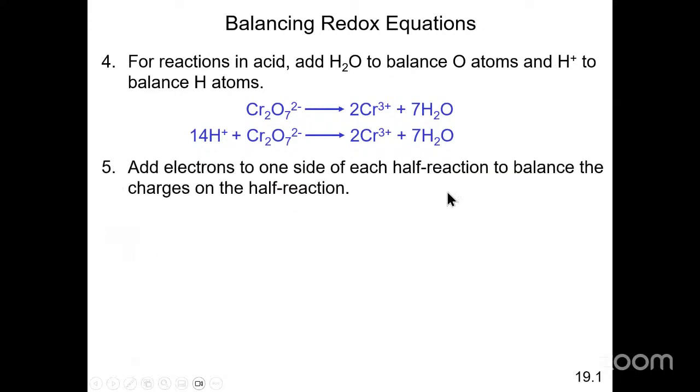Step number 5 is very important because not only do we need to balance the oxygen and the hydrogens or any other atoms, but we also have to achieve charge balance. In other words, the total charges on both the left side of the equation and the right side of the equation must be the same, right? In order to achieve that balance, what we need to do is add electrons to the side which has a higher net charge.